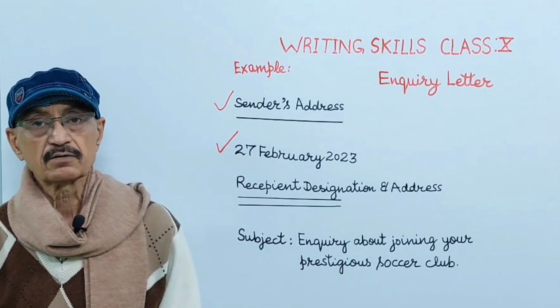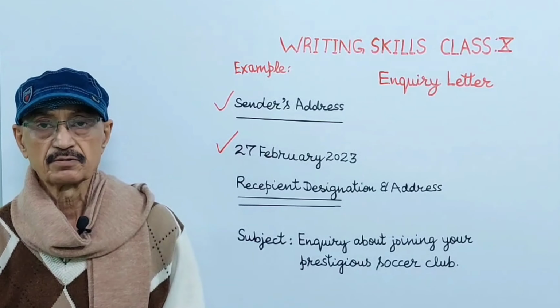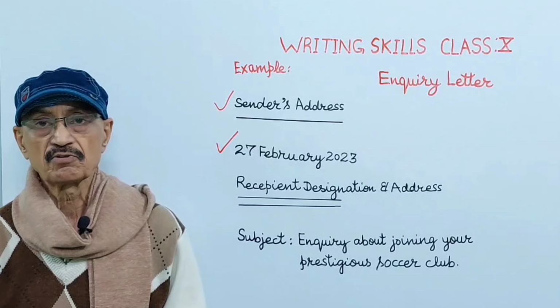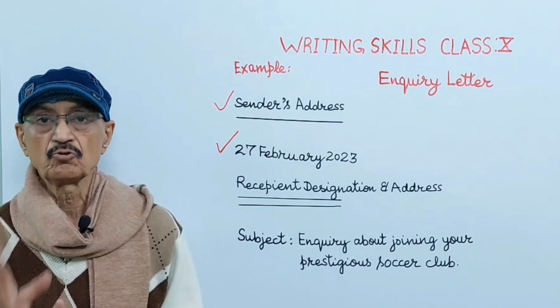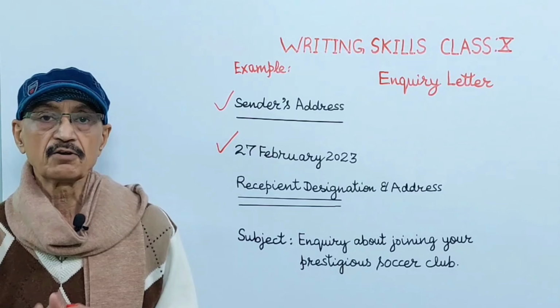Leave 1 line blank, then you will write recipient's designation, the manager, the administrative officer, the managing director, etc. And you will take definite article the before that designation. Below that designation, you will write his address in 2 lines. Then you will leave 1 line blank.